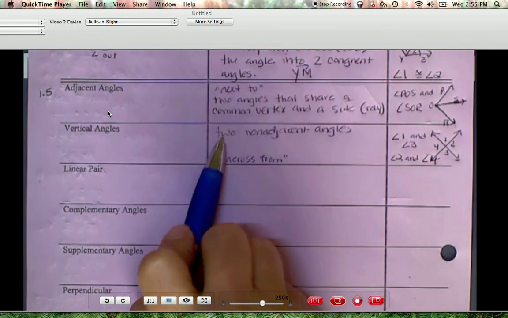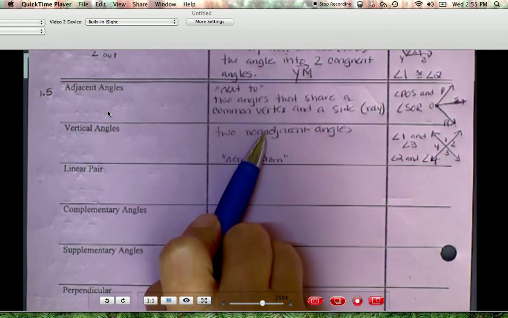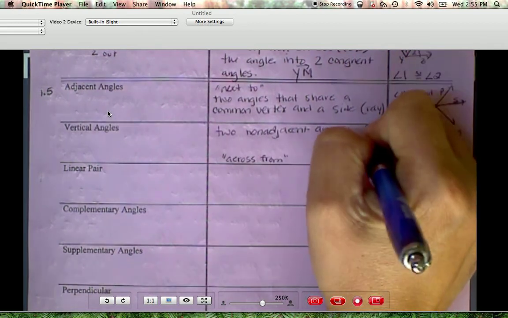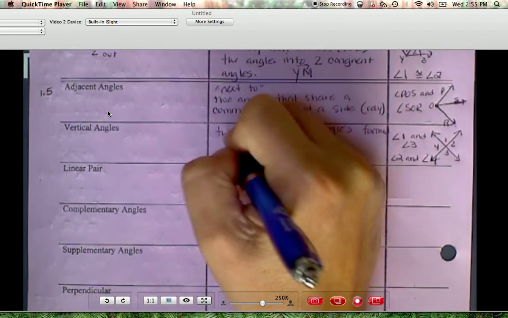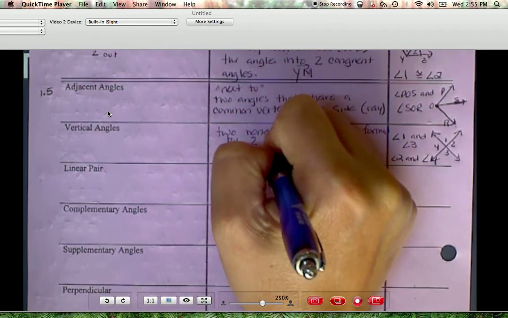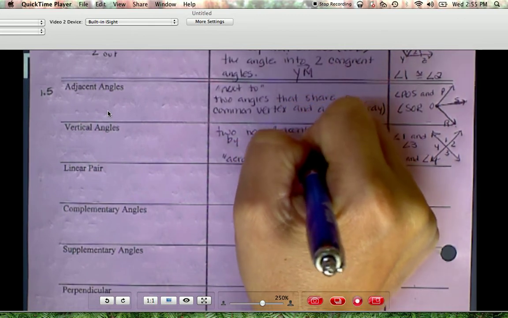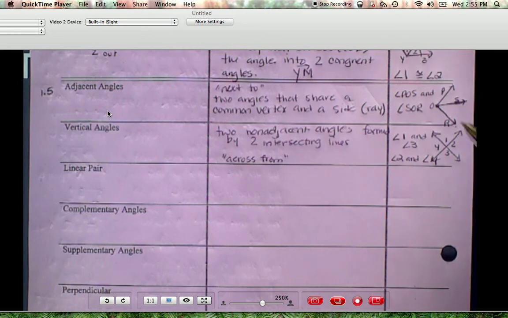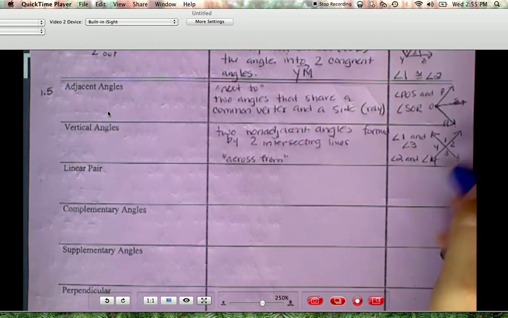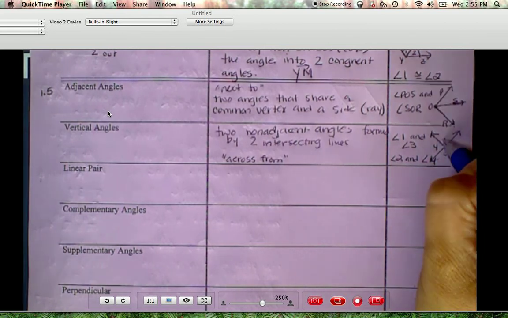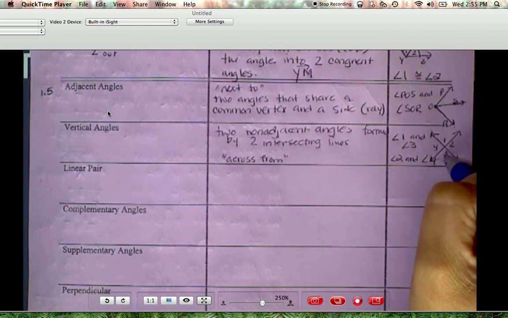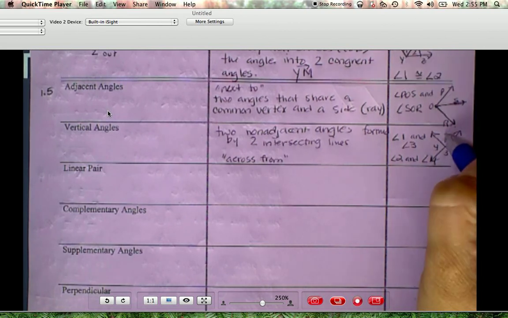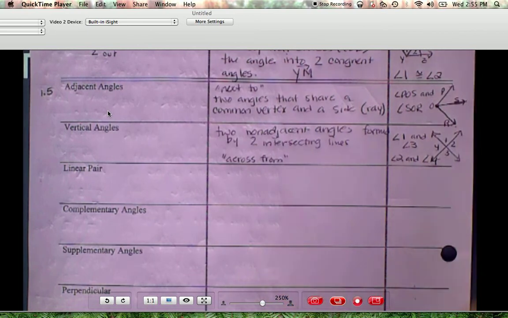But let's finish this formal definition. Two non-adjacent angles formed by two intersecting lines. So again, when you take two intersecting lines and draw them intersecting the way that they are, you get 4 angles. This one's adjacent to this one. These two are adjacent, which only leaves the one that's not adjacent to it, which is the 3, across from each other. Across from each other.